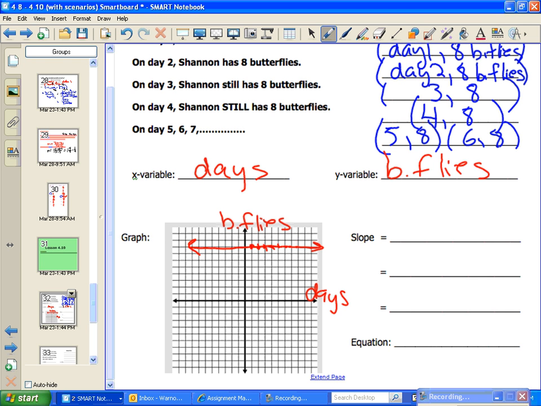And Tara, what kind of line is that? Horizontal, that's right, good. Okay, if you want to find the slope, how would you find the slope using all those ordered pairs? How could you find the slope with all those ordered pairs we have there?